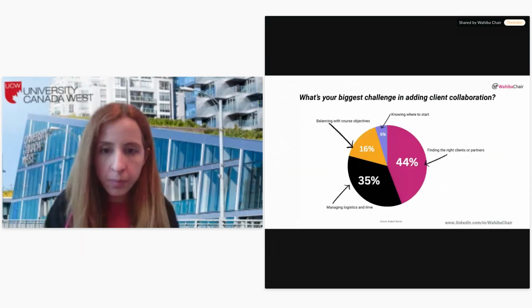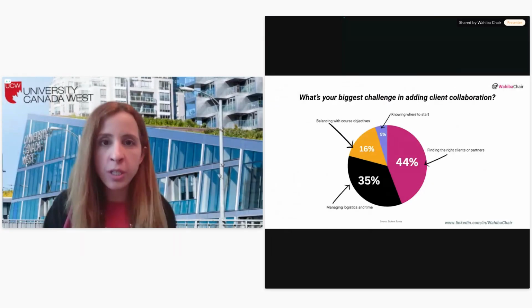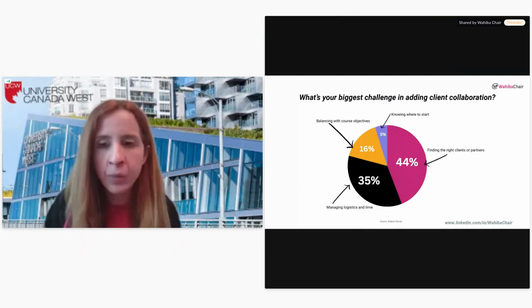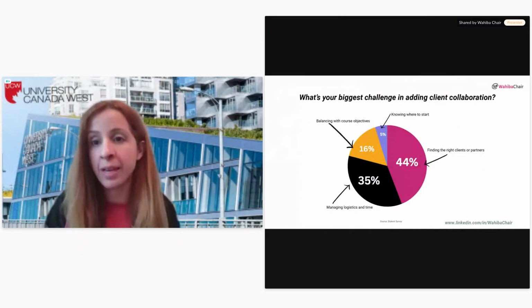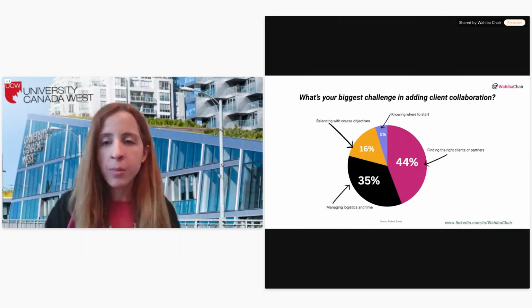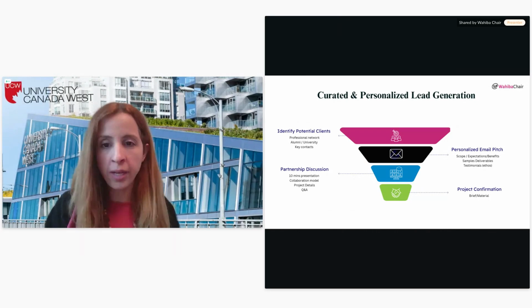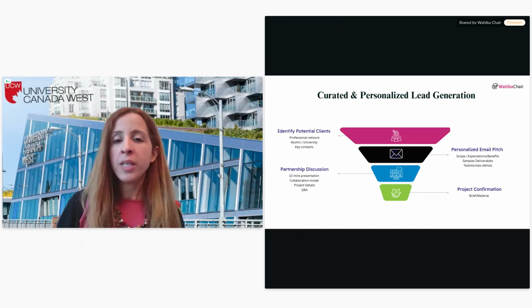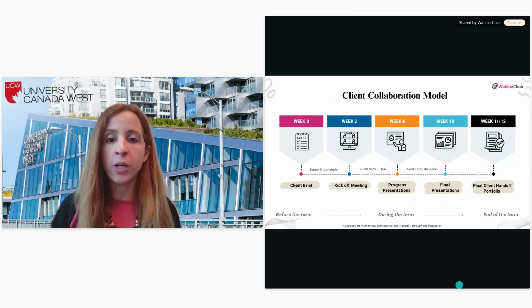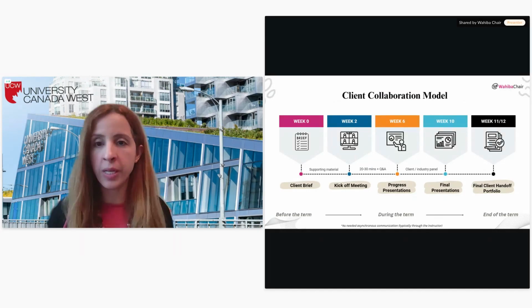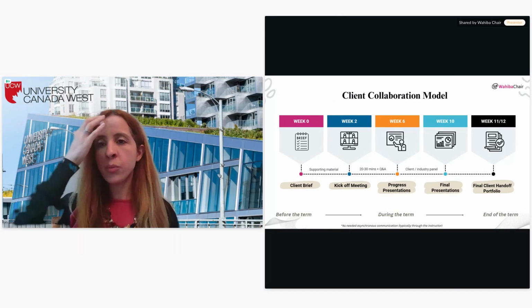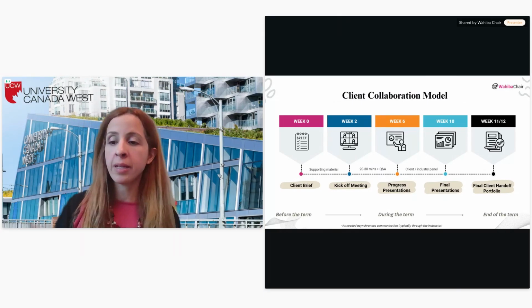Couple slides down, the number two reason, 35% of you said it was managing logistics and time. So it sounds like time is obviously a big barrier to both instructors and potential clients. And so we needed to design a collaboration model that was both efficient and effective. We also wanted to make sure it was structured and combined synchronous and asynchronous communication. So the collaboration model has been working for us, is what I'm showing on the slide.